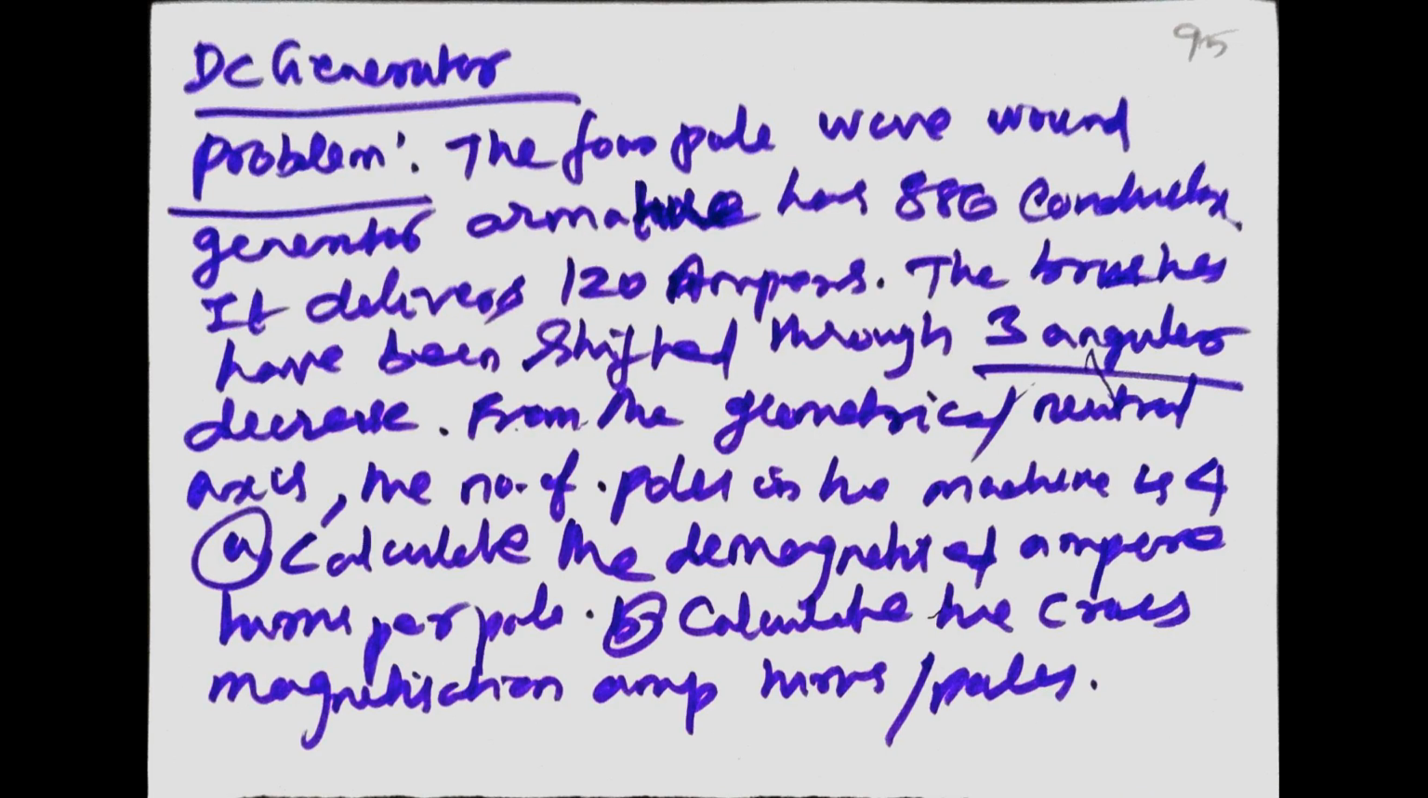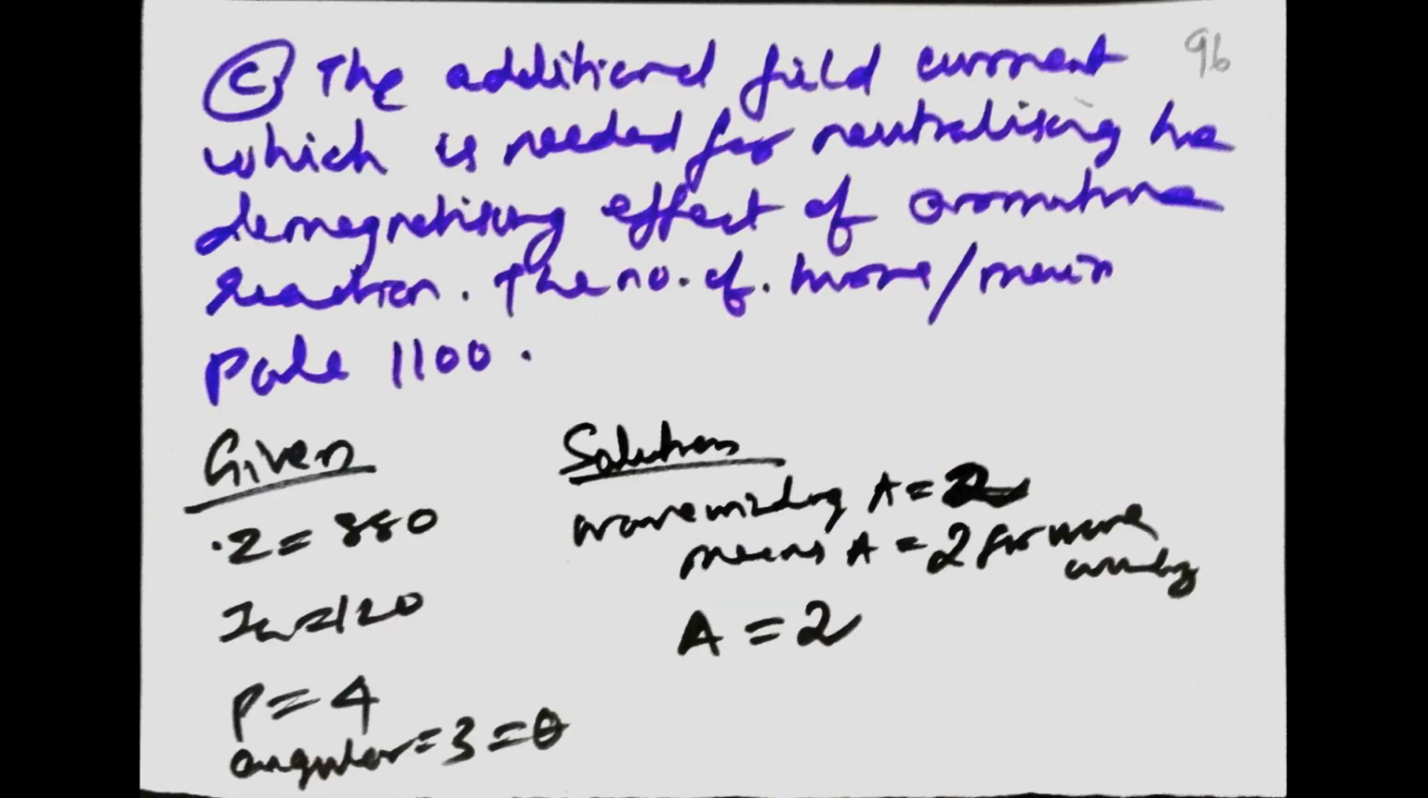DC generator problem. A 4-pole wave-wound generator armature has 880 conductors. It delivers 120 amperes. The brushes have been shifted through 3 degrees from the geometrical neutral axis. The number of poles in the machine is 4. Calculate the demagnetizing ampere turns per pole. Calculate the cross magnetization ampere turns per pole. Calculate the additional field current needed for neutralizing the demagnetizing effect of armature reaction. The number of turns per main pole is 1100. Given values: Z is 880, Ia is 120, P is 4, theta is 3.